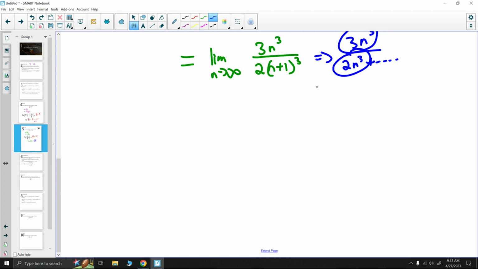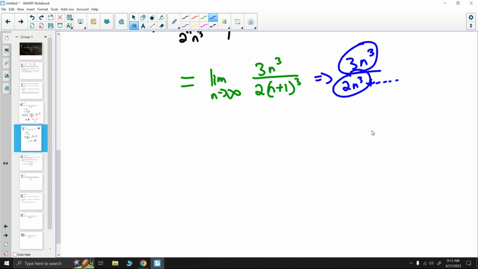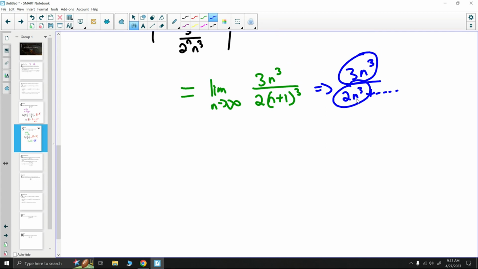N cubed is what it would be. Okay, we'd have some n squareds, we'd have some n's, and we'd have a constant, but 2 times n cubed is going to be 2n cubed, and it's the highest power, so I only have to worry about it. So at the infinites, these n cubes would drop off, and we get 3 over 2, which is greater than 1. So because it's greater than 1, it diverges. And since it diverges, we know not to waste time trying to find the infinite sum, because it diverges.